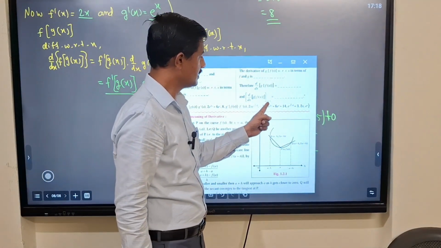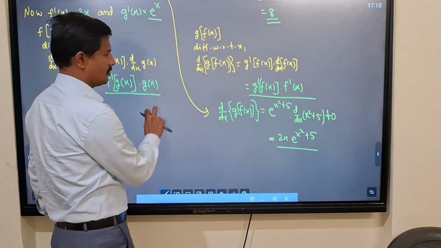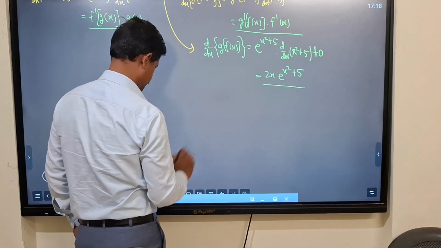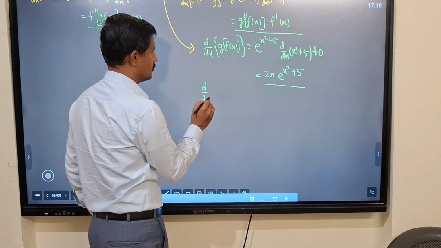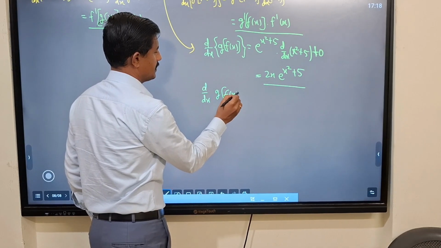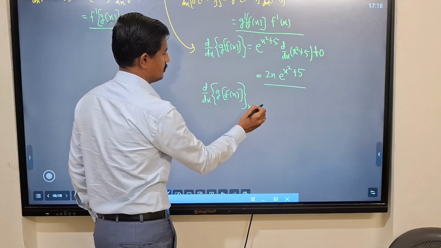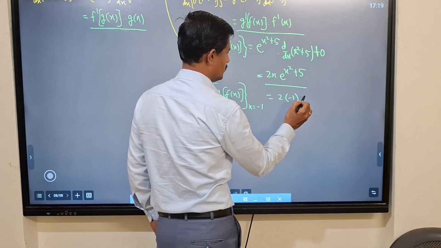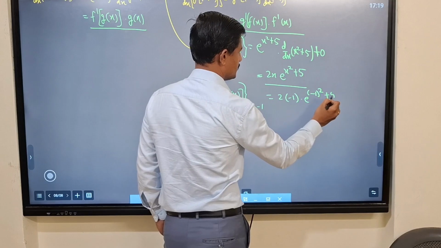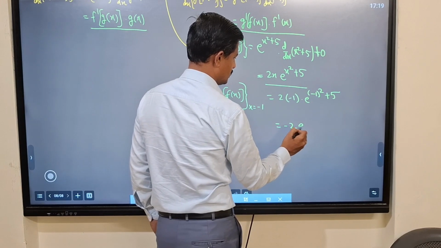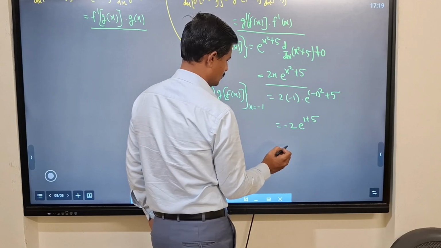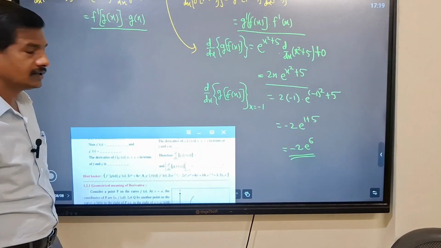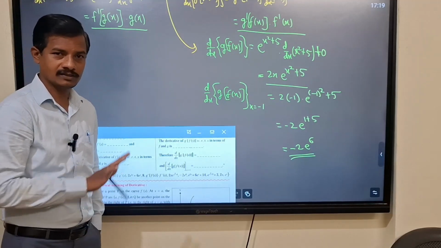Now this is at x equal to minus 1. Okay, so write it down like this, d dx of g of f of x at x equal to minus 1 is equal to 2 into minus 1 into e raised to minus 1 square plus 5. So this becomes minus 2 e raised to 1 plus 5. So the answer is minus 2 e raised to 6. Okay, this is your answer. Here now exercise 1.1 is completely finished.